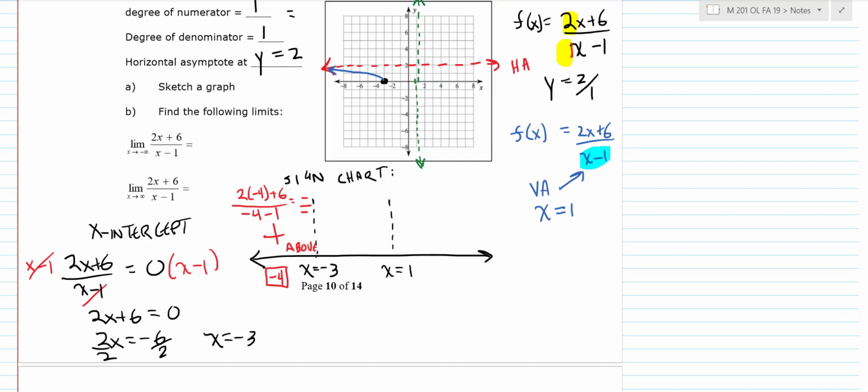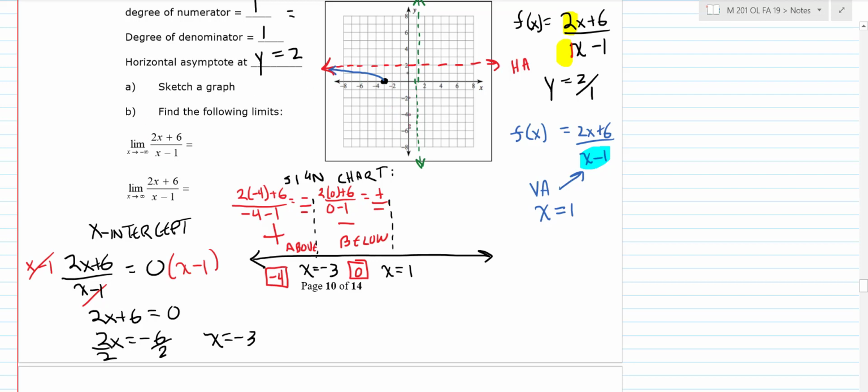Okay? All right. Next thing we'll do is pick a test point between -3 and 1. Take your pick. It doesn't matter. I'm going to use 0 because I like calculating with 0. Same thing. Plug into the function. So do 2 times 0 plus 6 over 0 minus 1. So that is a positive over a negative. Therefore, it's negative. What that means is you are below the x-axis. Okay, so in between -3 and 1 on this graph, you're going to be below the x-axis. And there's only one way to do this, like this.